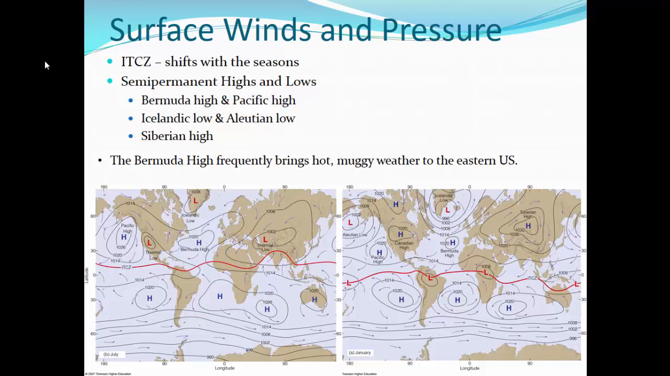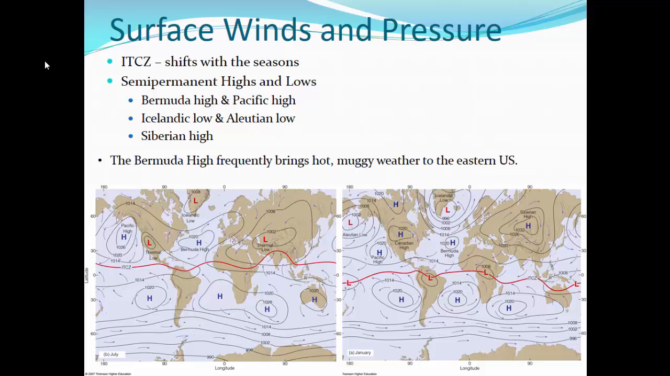So let's look at the wintertime first, on the right, where you have almost a continuous stream of those subtropical highs. The Pacific, the Bermuda, even the Siberian and the Canadian high are near the subtropics, and those high pressure cells create these constant clockwise turning of winds, bringing us the trade winds in the lower latitudes, and then also the westerly winds in the upper latitudes.